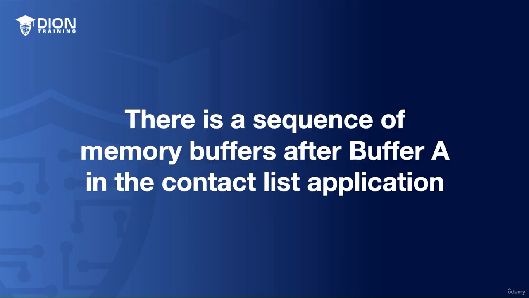Now, what happens if we try to enter a number that's a little bit longer though? Well, buffer A isn't the only memory buffer that your contact list application can use. Right after A comes B, and after B comes C, and so on. So let's consider how we could store a longer phone number.